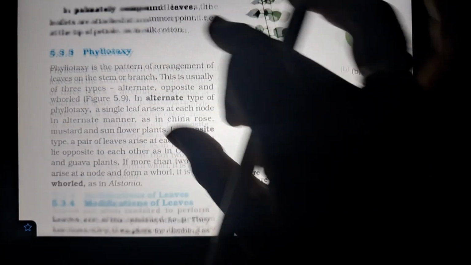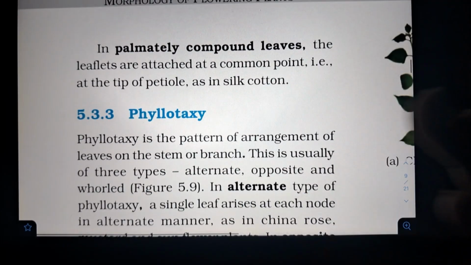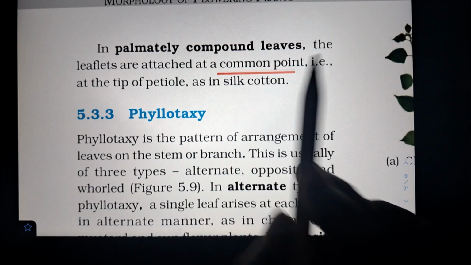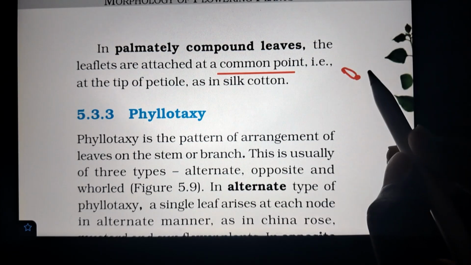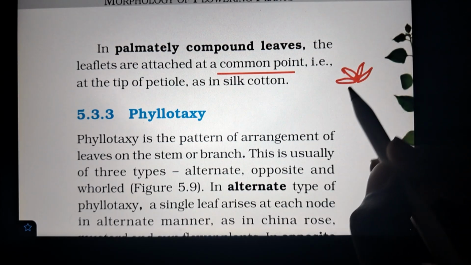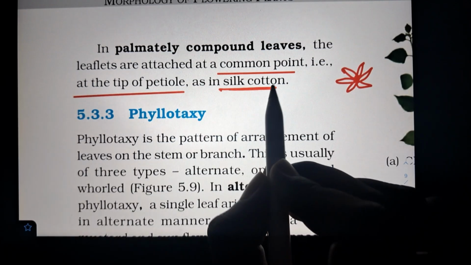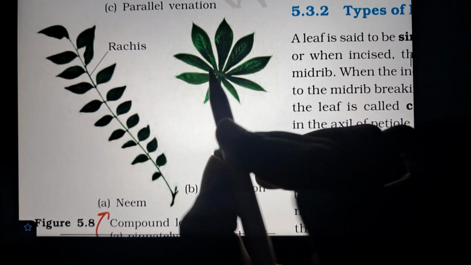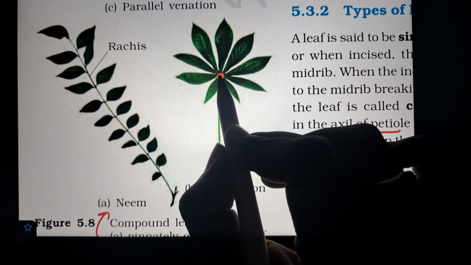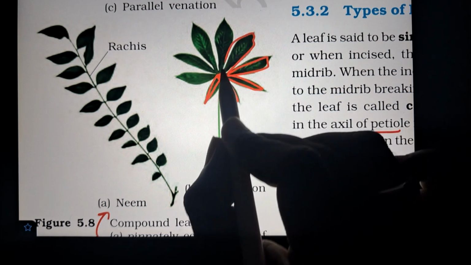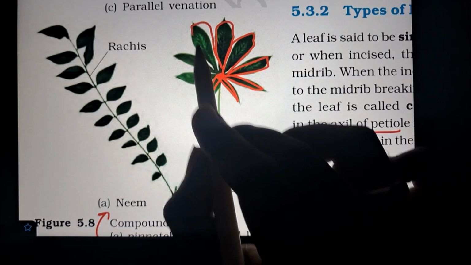Next, palmately compound leaves. The leaflets are attached at a common point. At a single point, many leaflets have originated, as at the tip of a petiole. The example is silk cotton. You can see here at a single tip there are many leaflets.